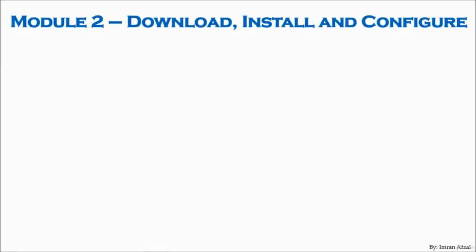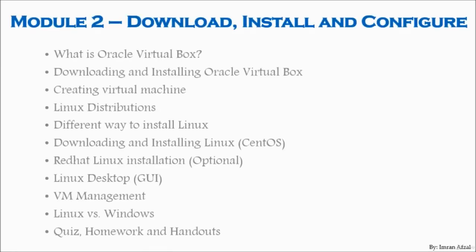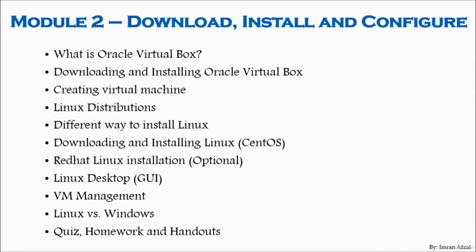In Module 2, we'll download, install, and configure our Linux system. We will install Oracle. We'll go over what exactly Oracle VirtualBox is. We'll go over some Linux distributions and different ways to install Linux. We'll download our CentOS, and we will install and configure our Linux operating system. I will cover the entire installation of Linux and Red Hat.